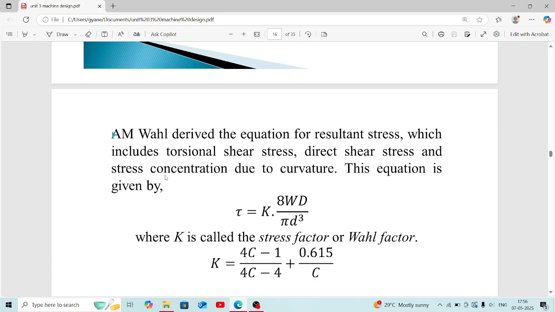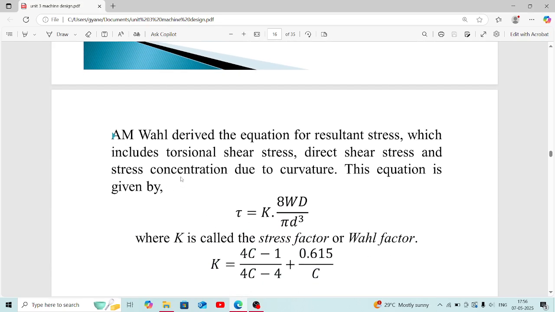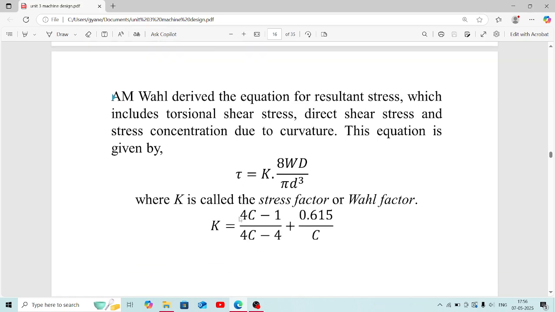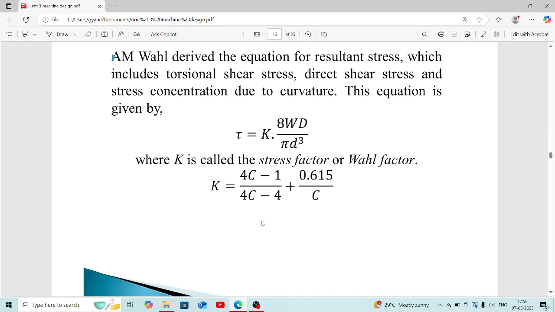There is another factor, the Wahl factor, and Wahl derived the equation for resultant stress, which includes torsional shear stress, direct shear stress, and stress concentration due to curvature. This equation is given by, where C is the spring index, C equals capital D over small d, that is, mean coil diameter divided by wire diameter.